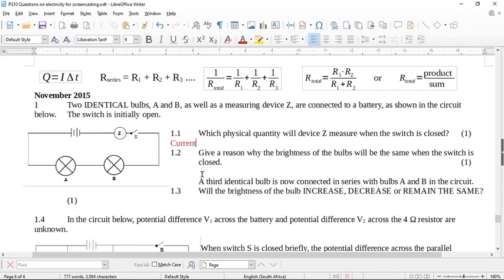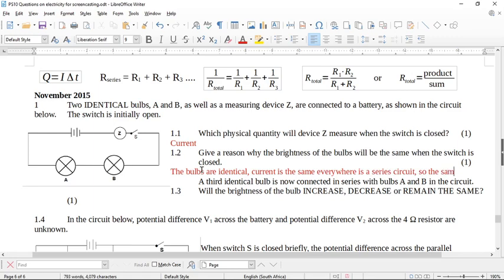Give a reason why the brightness of the bulbs will be the same when the switch is closed. Okay, so first of all, the bulbs are identical. Show them that you can get the correct information out of the question paper. So if you state that you know that the bulbs are identical, okay, then you say current is the same everywhere in a series circuit.